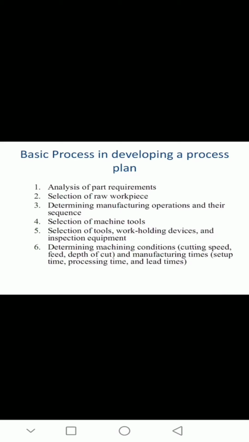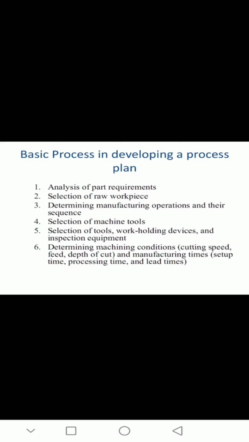So the basic process in developing a process plan. What processes are required to develop this process plan? First we have to do the analysis of the part requirements. Then selection of the raw workpiece. Then determining manufacturing operations and their sequence, meaning what operations have to be performed on that part and in what sequence they have to be done.